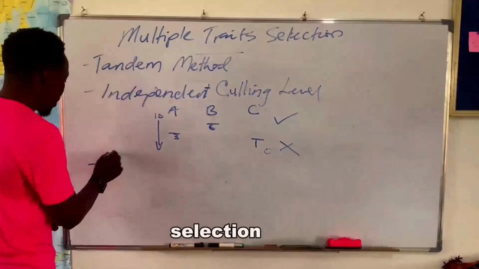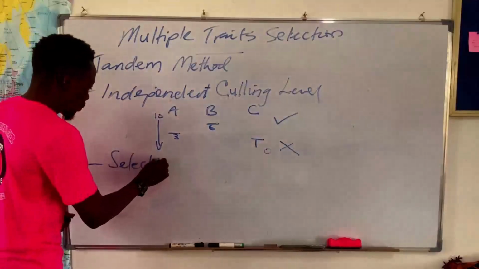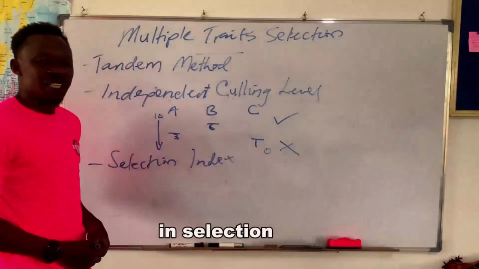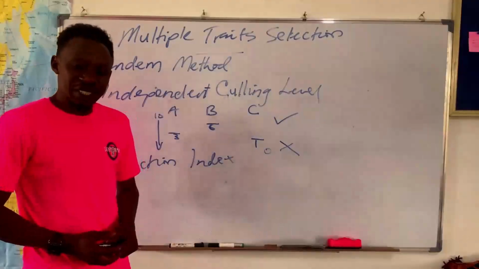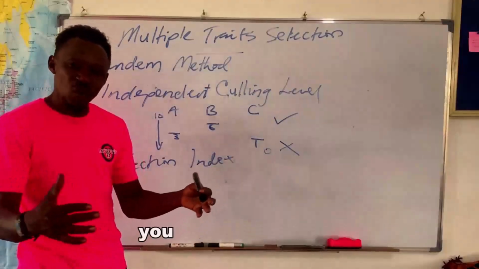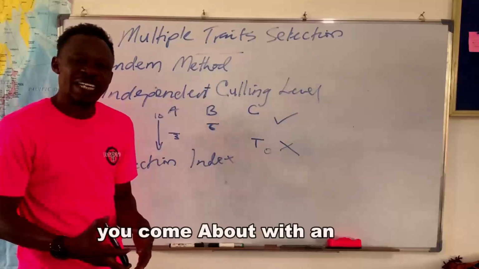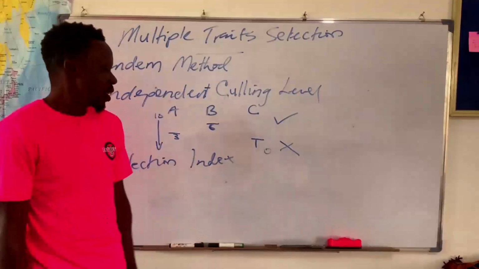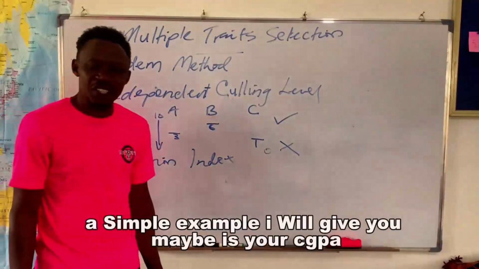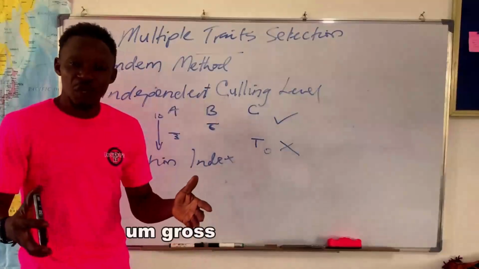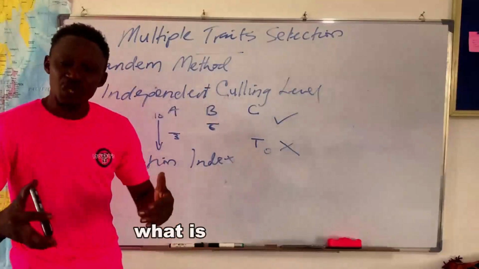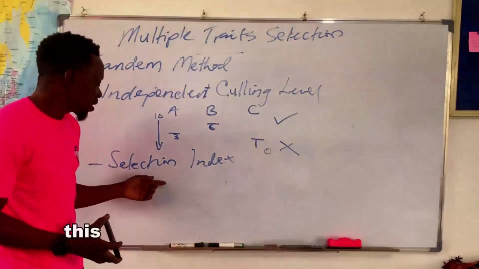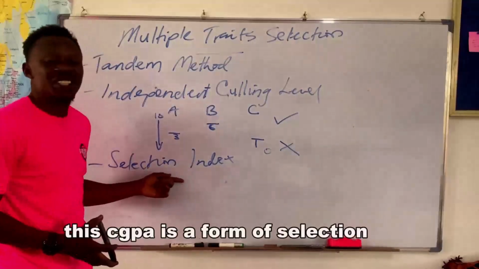Lastly, we have selection index. In selection index, all your traits of interest are compounded, you make a composite, and you come up with an index, a single measure for all the traits that you are interested in. A simple example I will give you is your CGPA, your cumulative grade point average, which is used to assess you in your university, in your undergraduate class. This CGPA is a form of selection index.